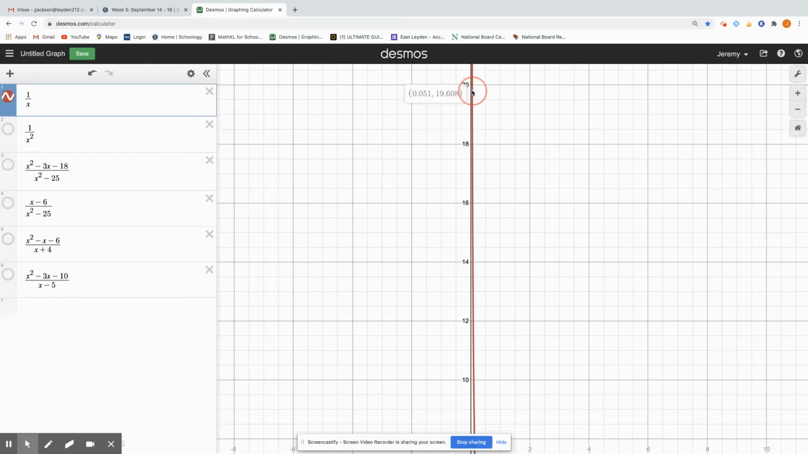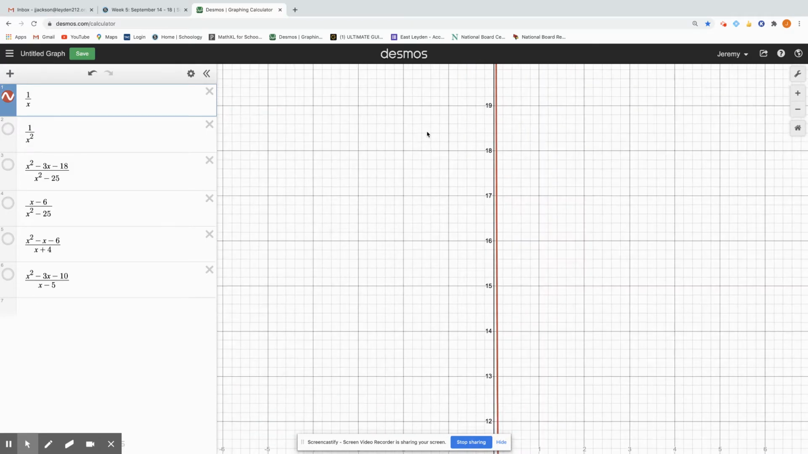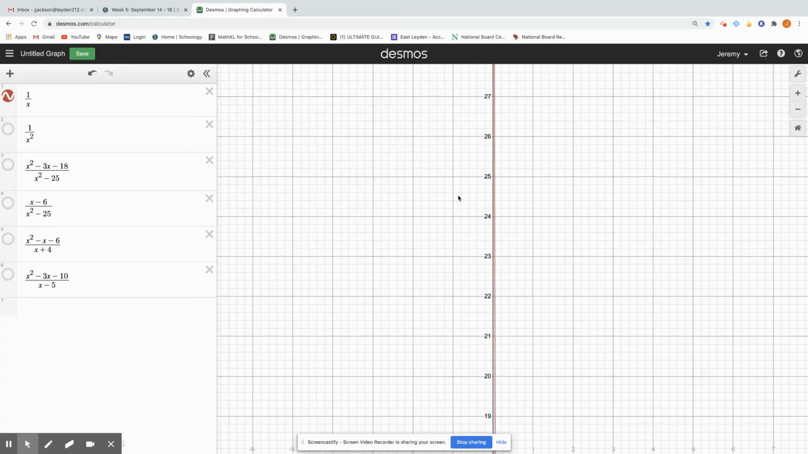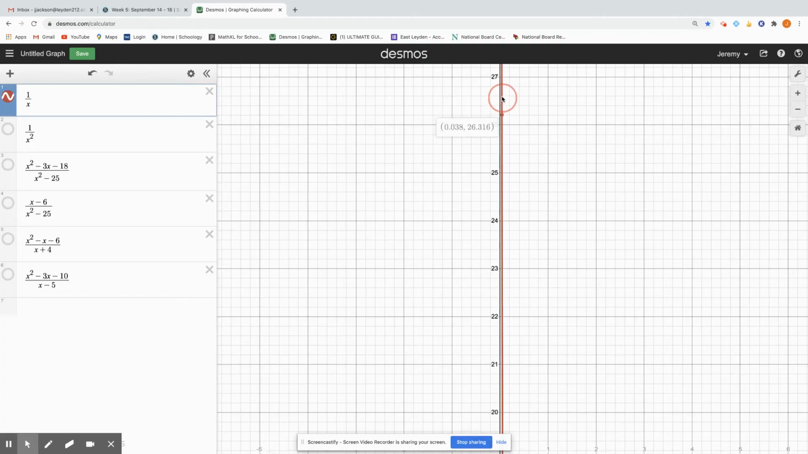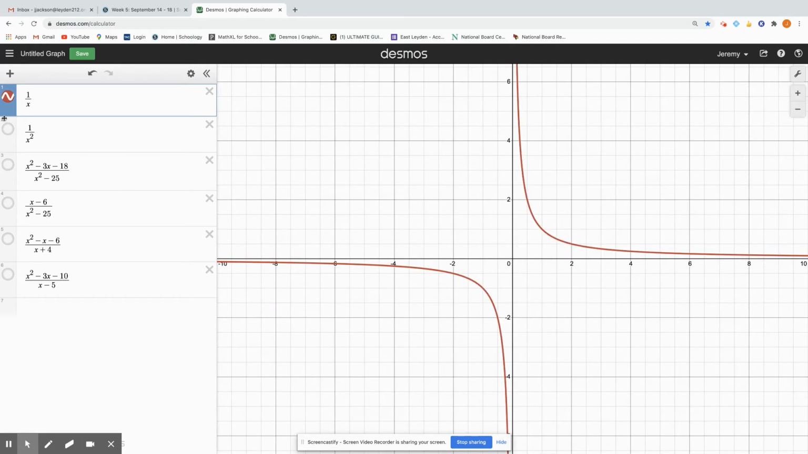Even if we trace, you can see the x coordinate is not 0. It's really, really close to 0. And as we get closer and closer to 0, we keep tracing, those y values are increasing. So we can see that behavior, and we're going to talk about what that means in a little bit, okay? But that's one example of what a rational function looks like.